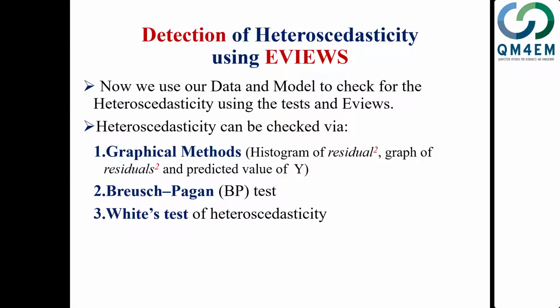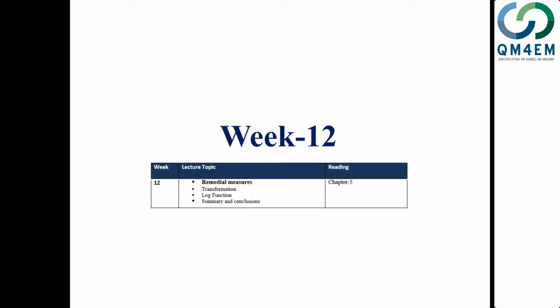Then we saw two tests: the Breusch-Pagan test, and the second one was the White test. These were the two statistical tests that we also applied in EViews, and saw how we can detect heteroscedasticity using them. Besides that, there were some other tests which were also briefly discussed and shown in EViews, showing how these tests can be applied and how we can check for heteroscedasticity in our data. So that was week number 11.